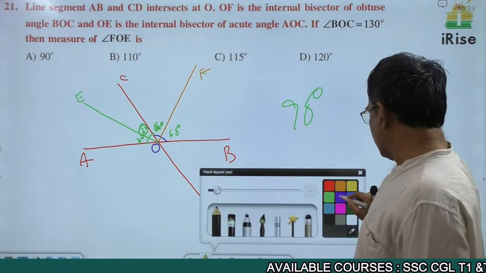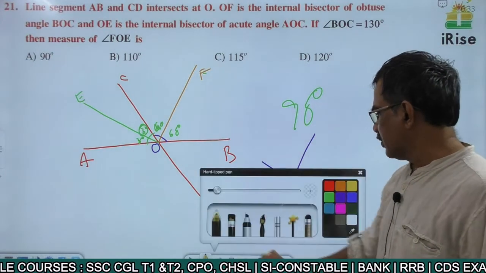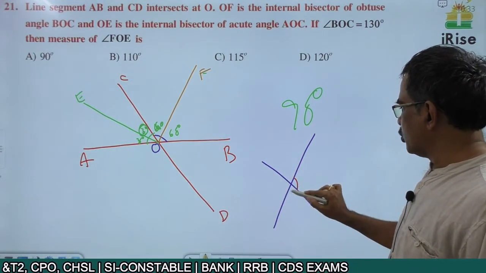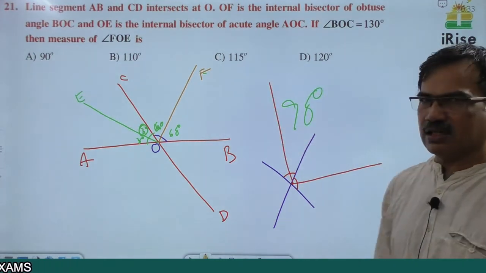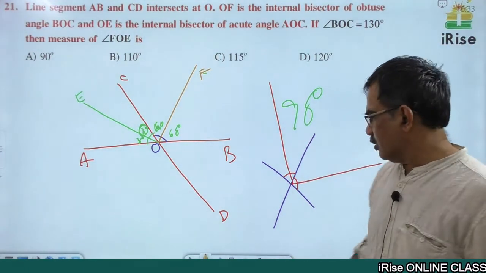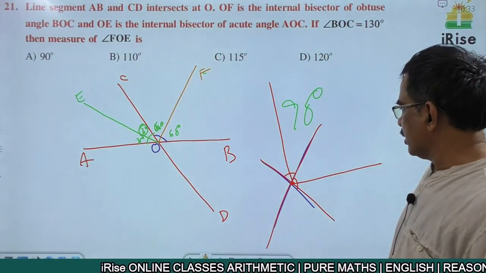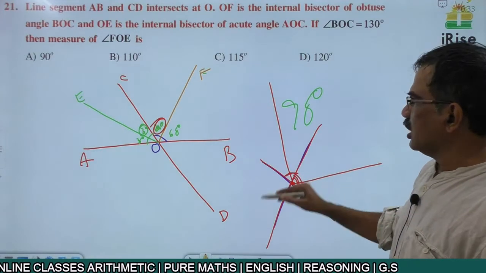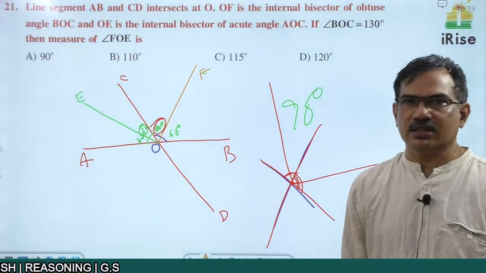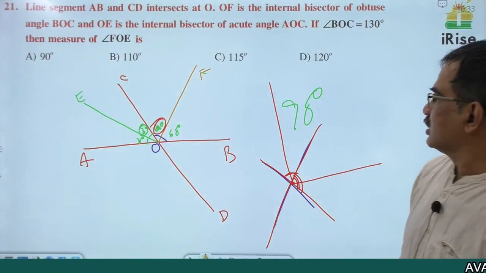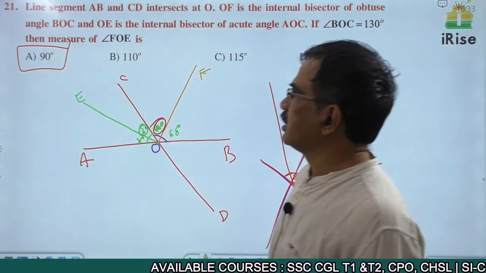Or otherwise, I have given one important point. If two lines intersect each other, we have two types of angles here: one is the obtuse angle, the other one is the acute angle. The obtuse angle bisector and acute angle bisector are always perpendicular at the point of intersection of two lines. So the answer is 90 degrees for this question.